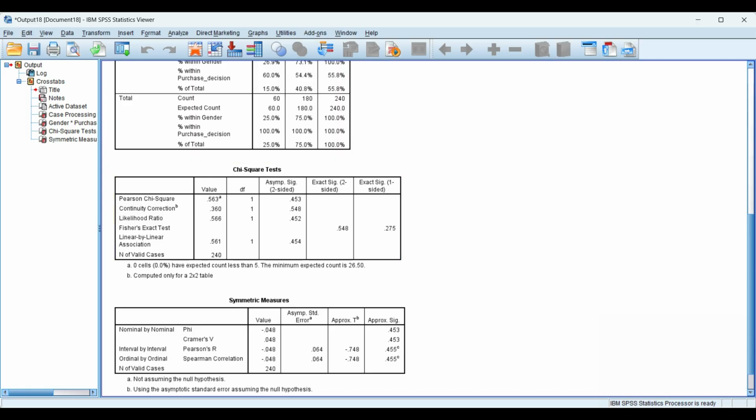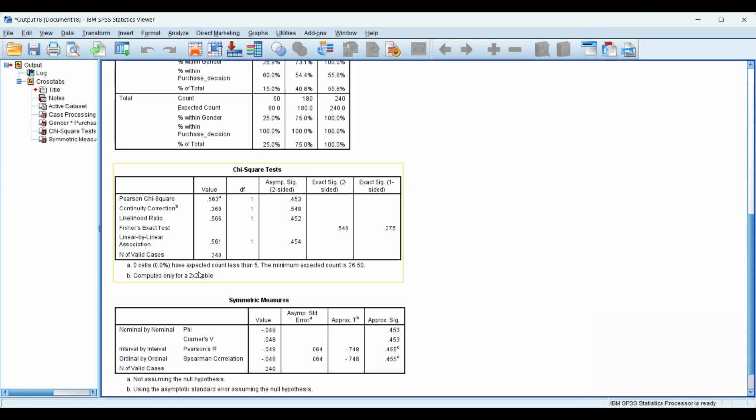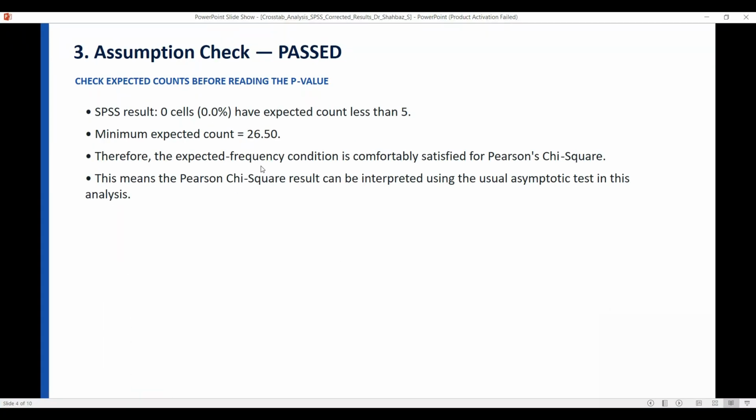So we come back to our presentation. First of all, the assumption check. The SPSS result shows 0 cells have expected count less than 5, and the minimum expected count is 26.50. So you can see in the SPSS output that 0 cells have expected count less than 5 and the minimum expected count is 26.50. So in this case, we can interpret that the expected frequency condition is comfortably satisfied for the Pearson Chi-Square test.